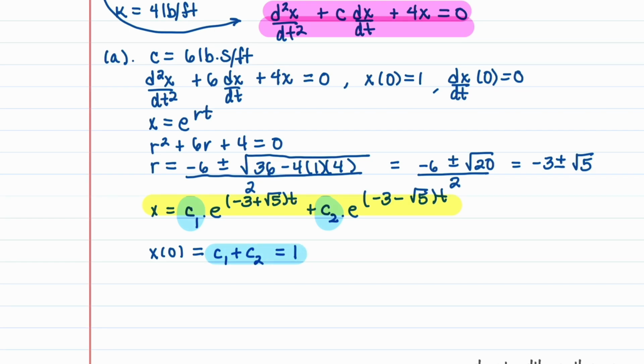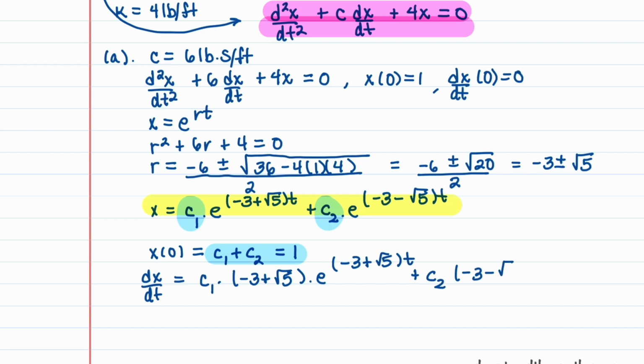And now to get the second equation, we're going to have to take the derivative. We have dx dt is equal to c1 times minus 3 plus root 5 e to the minus 3 plus root 5 times t plus c2 times minus 3 minus root 5 e to the minus 3 minus root 5 times t. Now let's let t be equal to 0.